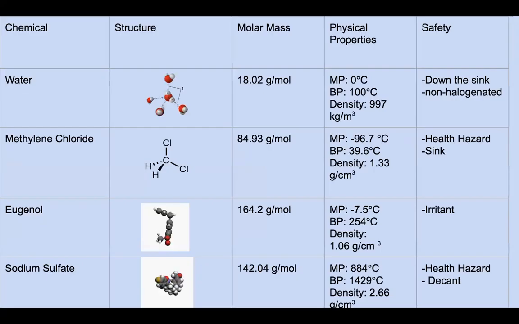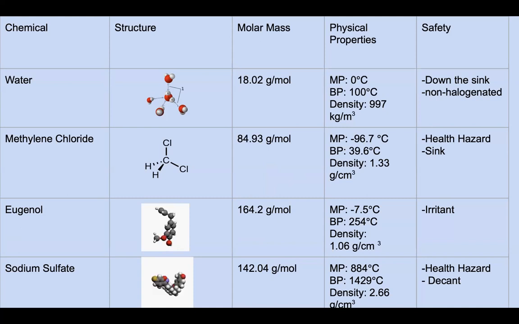On this slide, I composed a table of chemicals that were used for this experiment, their structure, molar mass, and physical properties, as well as safety to keep in mind when dealing with these chemicals. The two main chemicals we will be looking at, or three actually, will be methylene chloride, eugenol, and sodium sulfate. To begin with, eugenol, we see that it has two oxygens and it has an ether and a hydroxyl group.